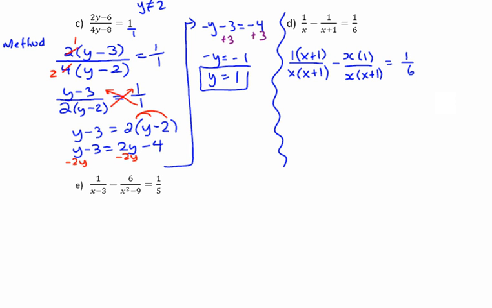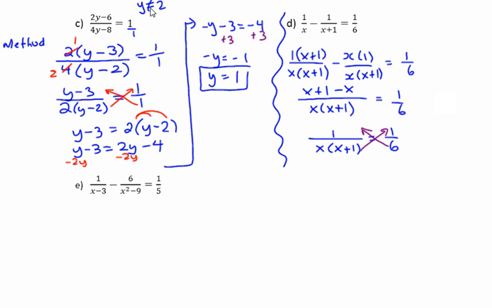Okay, so simplifying, this is all over x times x plus 1. We can now subtract, since we have a common denominator. So what's our numerator going to be? x plus 1 minus x. It's just a plus 1. So now that we have a fraction equaling a fraction, can we cross multiply? Yes.